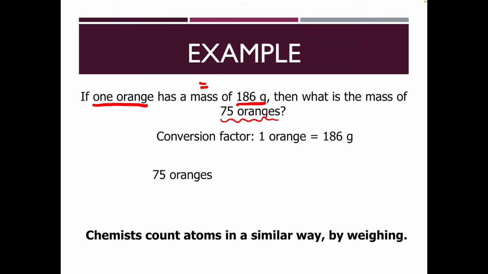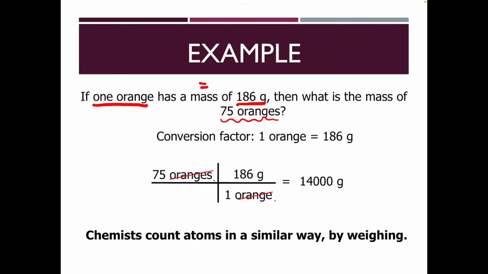Remember, from our last talk, we never start train tracks with conversion factors, right? So if 1 orange equals 186 grams, that's a conversion factor, and we can't start with that. So instead, we start with 75 oranges. So here's our conversion factor. 1 orange equals 186 grams. Remember, oranges have to cancel oranges down to the right. So 1 orange will go on the bottom and 186 grams will go on the top. So we can actually figure out the mass of 75 oranges without having to weigh 75 oranges. Because if we know the mass of 1 orange, then we can know the mass of 75 oranges.